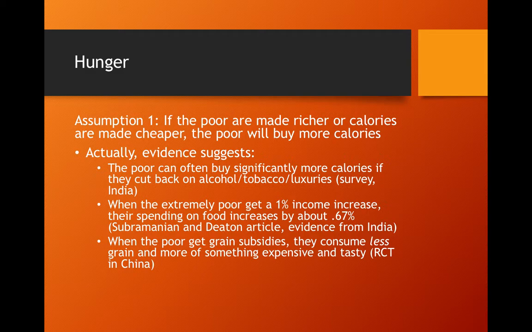We also see this RCT in China that Banerjee and Duflo talk about, where people were randomly assigned to get grain subsidies, subsidized grains or noodles. And when the poor got these subsidies, they actually consumed less grain. If you give a hungry person or a poor household a subsidy for grain, the assumption you're making is that it will cause them to buy more grain. But in fact, in this study, the poor consumed less grain.